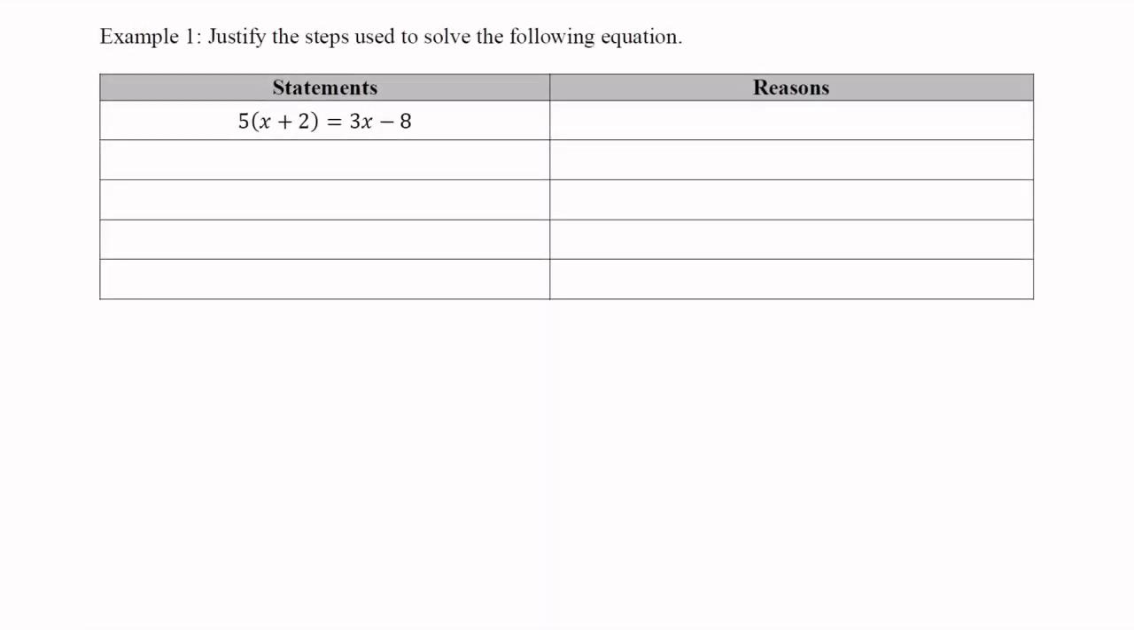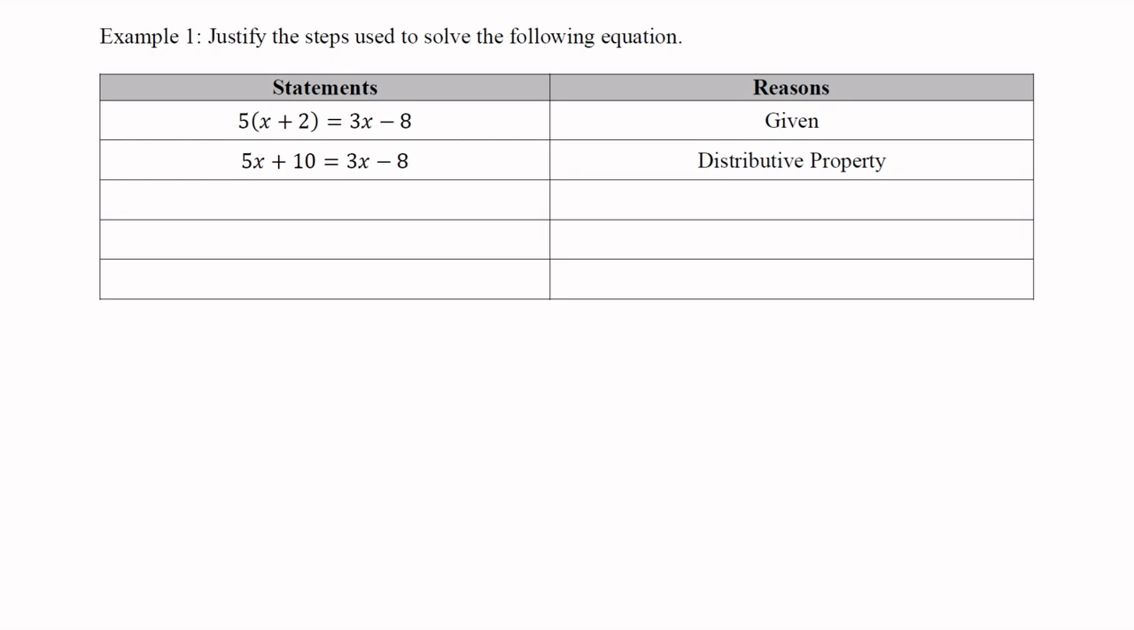So in example 1, we're going to justify each step. So our first statement is our given equation. Now, what is the first thing we're going to do? Well, if you remember, "Don't call me after midnight" tells us to distribute first. So we're going to distribute that 5 to the x plus 2. And that gives us 5x plus 10 on the left-hand side. So the reason for that step is the distributive property. That's what got us from the previous step to this step.